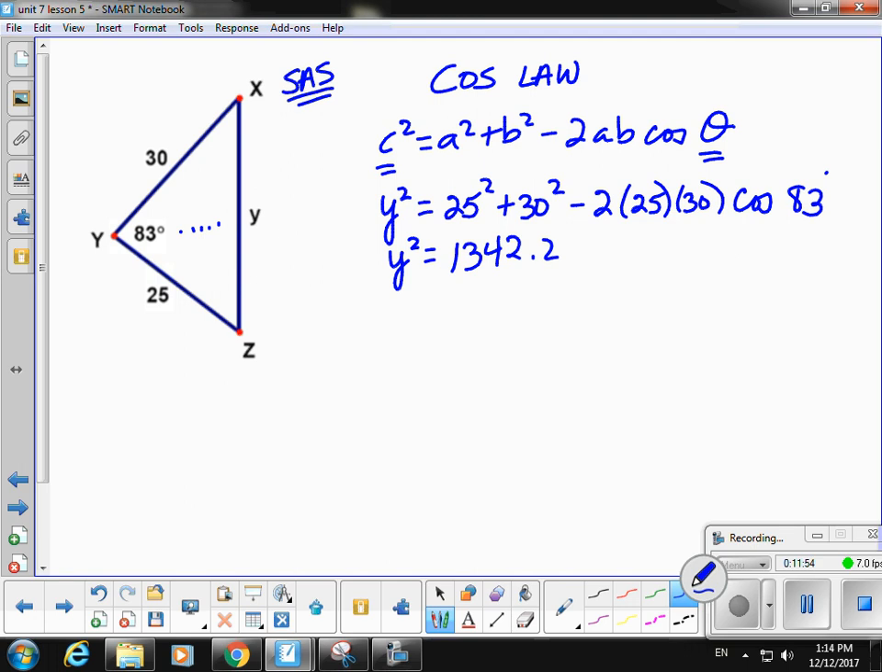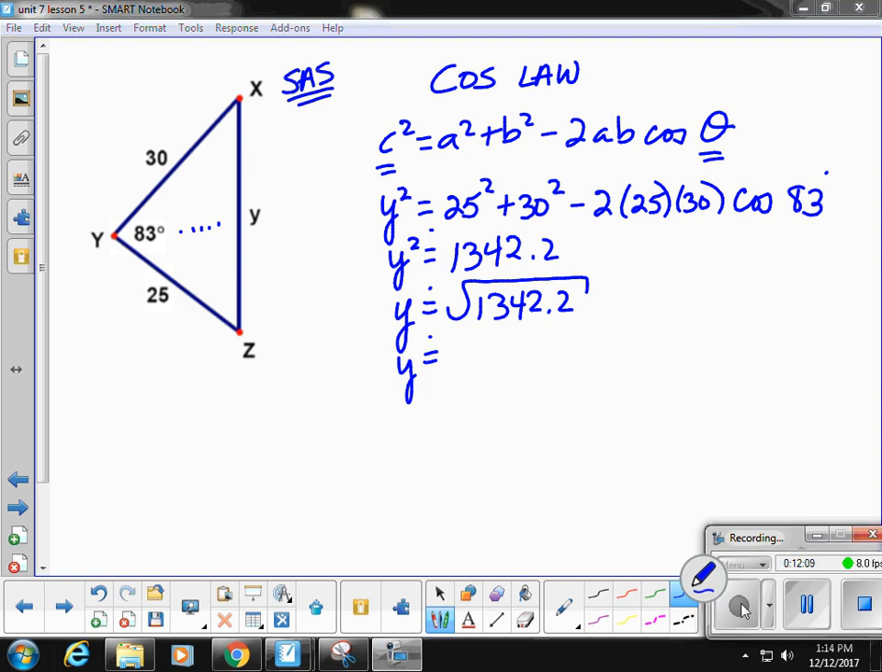1342.2. To find y itself, sorry, that's an approximation, I'm going to do the square root. So I'm just going to leave my answer in my calculator and take the square root of it. And I have an answer of 36.6. The last thing I do is just check that that's a reasonable answer. It is. It would be the longest side, and the other numbers are proximate to 36, so that is reasonable.